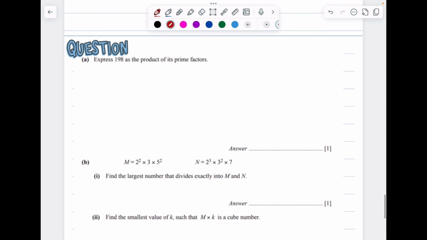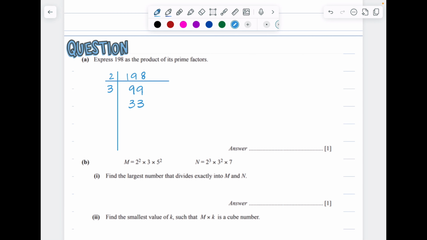A part is express 198 as a product of its prime factors. So you're simply going to make that a ladder. That's what I'm going to do as well. 198, and I'm going to start to divide 198 now. 198 is an even number, so I can first of all divide it by 2, which will give you 99. Okay, 99 is definitely divisible by 3, which will give you 33, because 3 times 3 is 9 and 3 times 3 is 9.